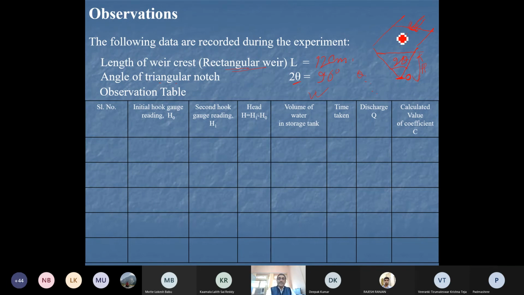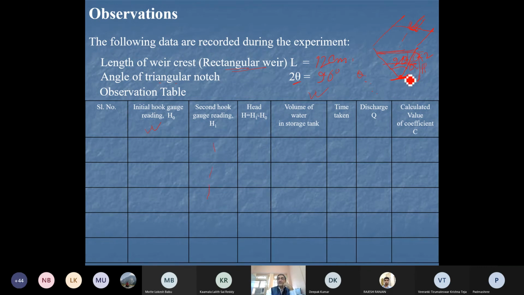So in this way, we are taking the observation: initial hook gauge reading when we are starting, say, observing discharge for 30 seconds. Then second hook gauge reading means from where it has started. So suppose initially head was here, second we have increased to this level, so the difference in head, and that head basically, sorry, is taken from here, from the crest. So what is the crest head, and head Q1, Q2, whatever it is, we are taking here.